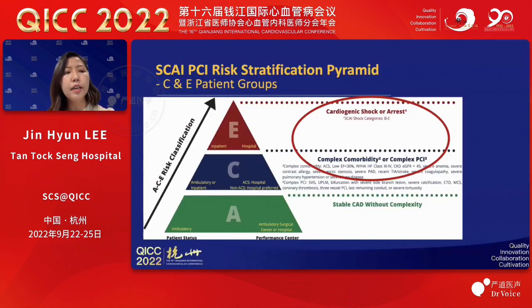Based on the SCAI expert consensus opinion regarding the PCI risk stratification pyramid, they integrated PCI complexity, clinical comorbidities, and the site where PCI is to be performed, and it is really the group C patients that we are targeting.